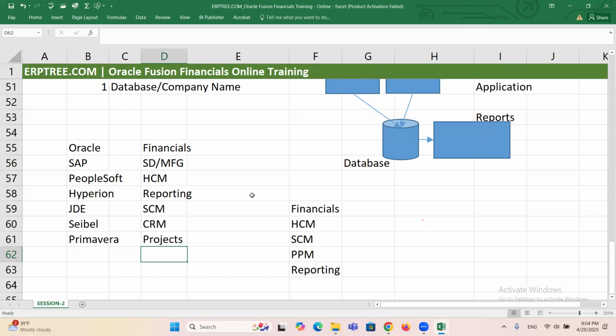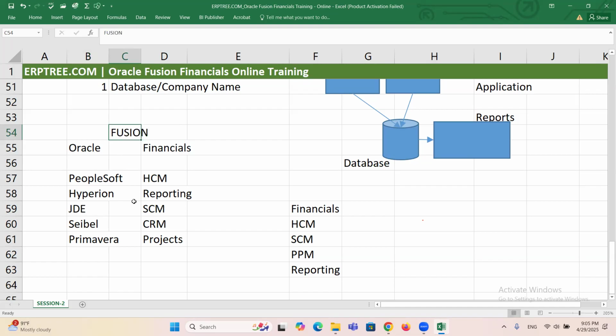So by understanding this phenomenon in the market, Oracle, except for SAP, purchased all of these. Finance from Oracle only is very famous. And the remaining, PeopleSoft, Oracle acquired. Hyperion they acquired. JD Edwards they acquired. Siebel they acquired. Primavera they acquired. And many other products they acquired. From all those products, what are the best solutions they have? By combining all these, they built the ultimate product called Fusion.